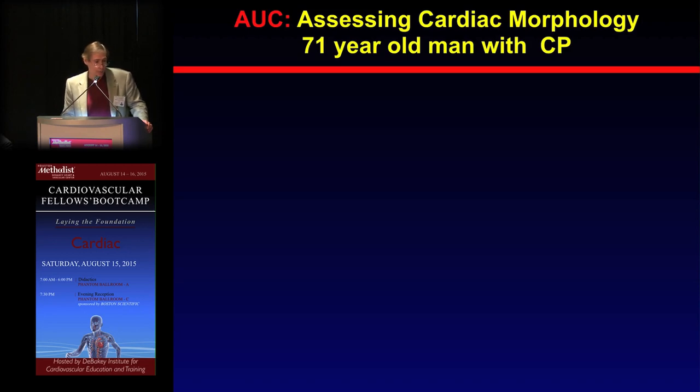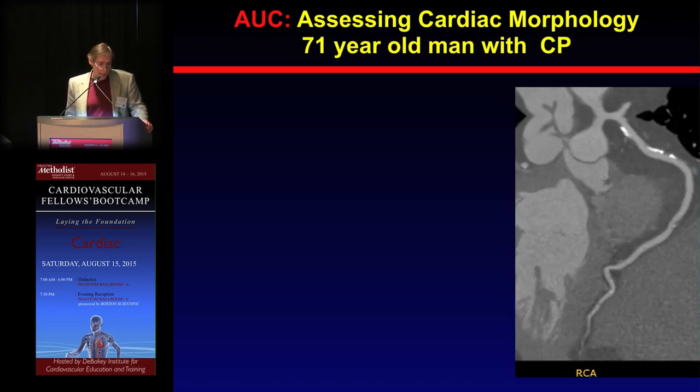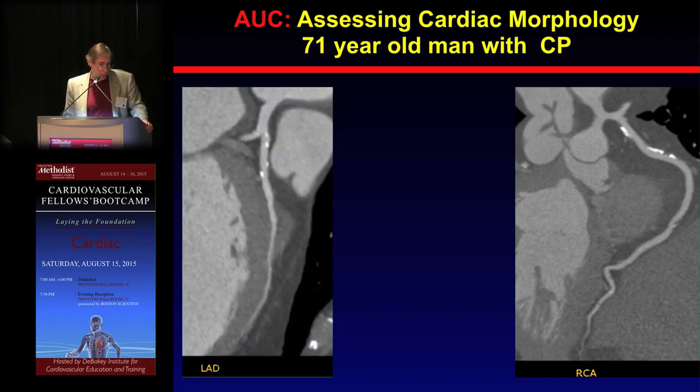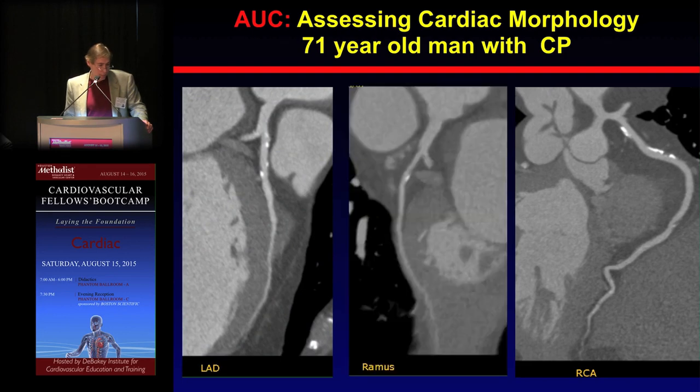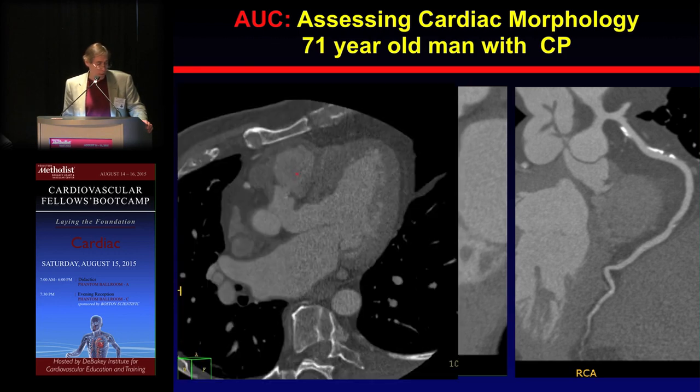This was a 71-year-old man with chest pain. You can see that he does have plaquing and calcium in the right coronary artery as well as the LAD, but non-obstructive disease. Non-obstructive disease in a ramus. You can see non-calcified plaque as well as calcified plaque. But more importantly, this patient had something else.